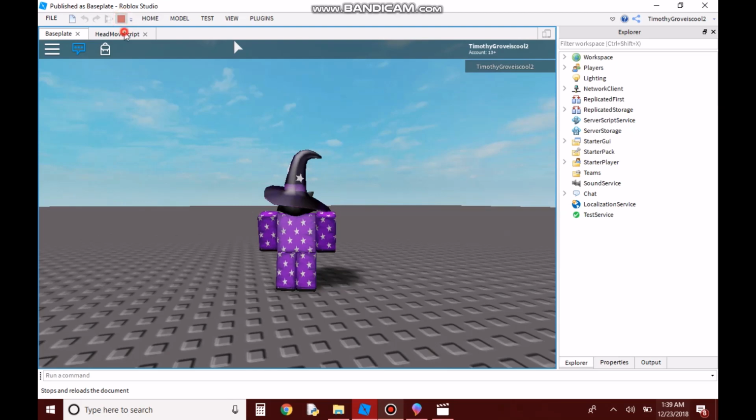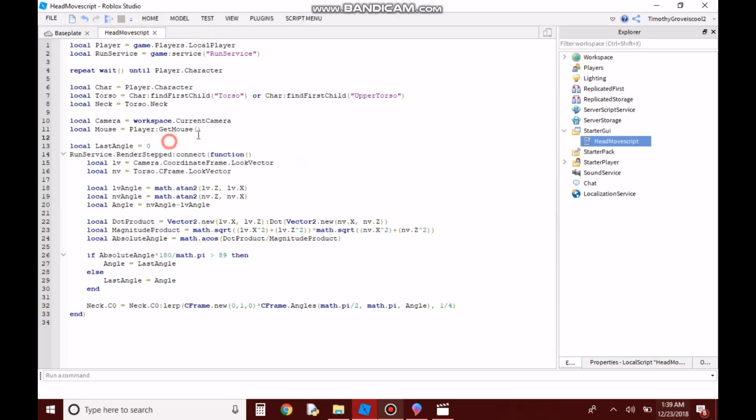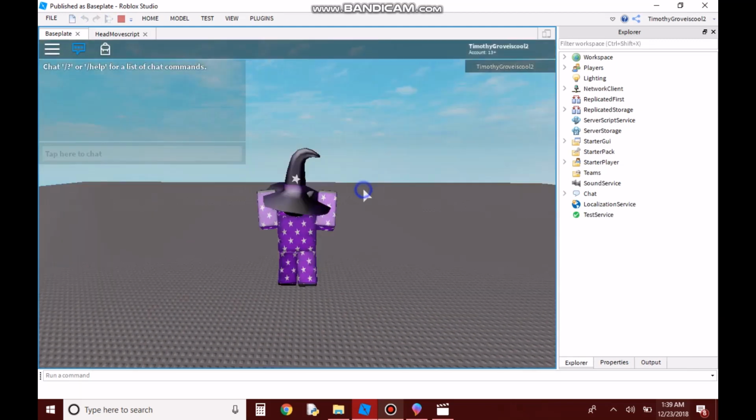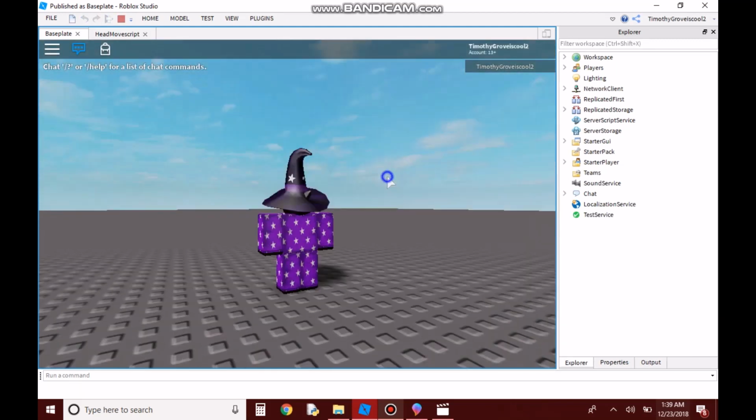Oh, I also forgot. So if you want to use the mouse, all you have to do is, instead of using camera, you use mouse.UnitRay.Direction, since direction is basically the unit vector from the mouse to its position. So that's really all you have to change. And there you go. You can use your mouse now.